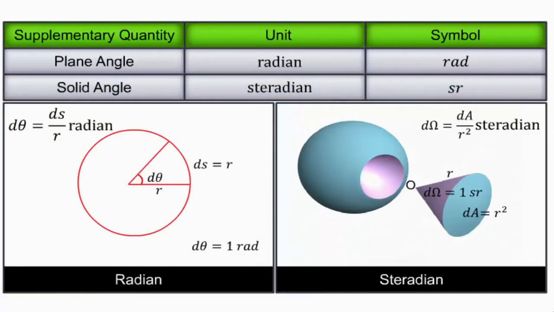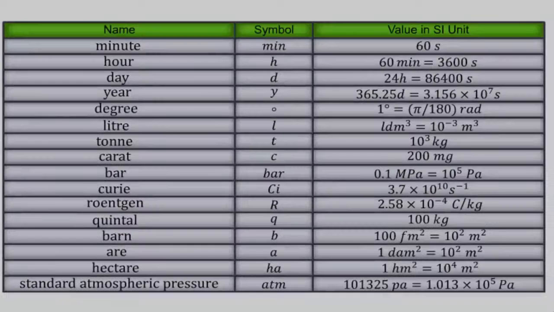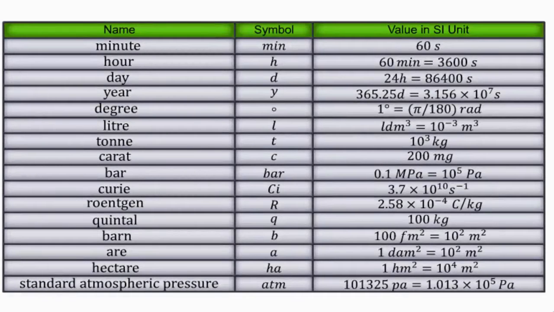SI also retained some units from earlier systems for general use. They are minute, hour, day, year, degree, liter, ton, carat, bar, curie, roentgen, quintal, barn, are, hectare, and standard atmospheric pressure.